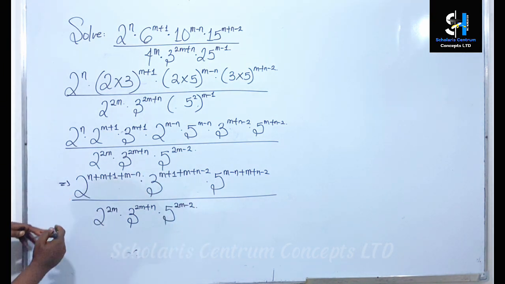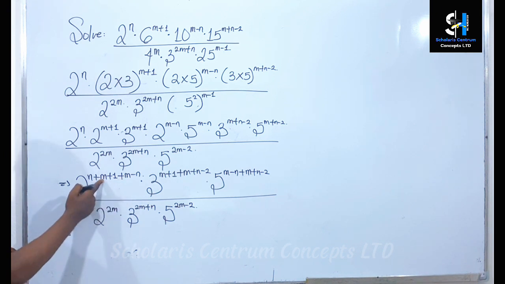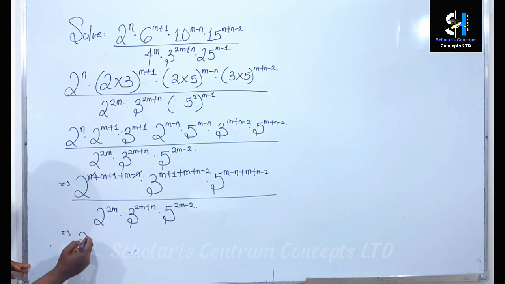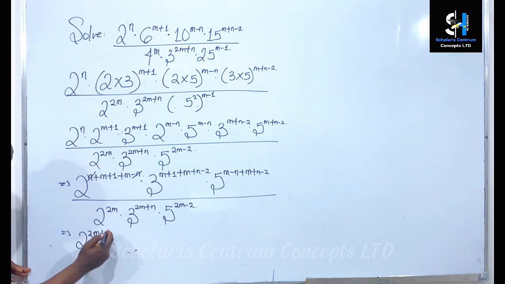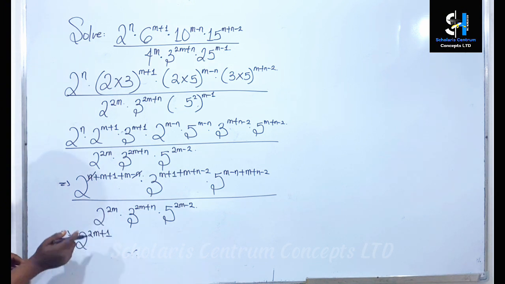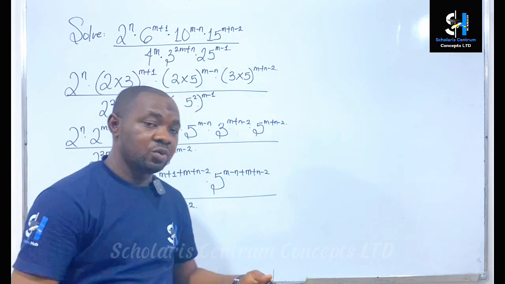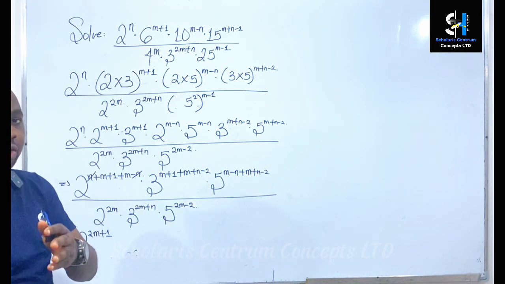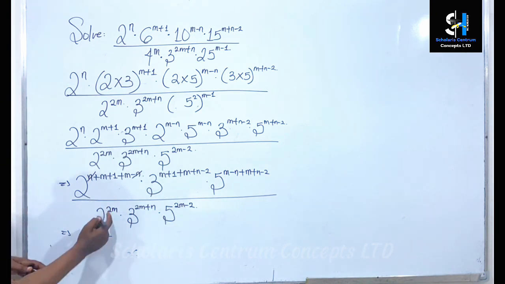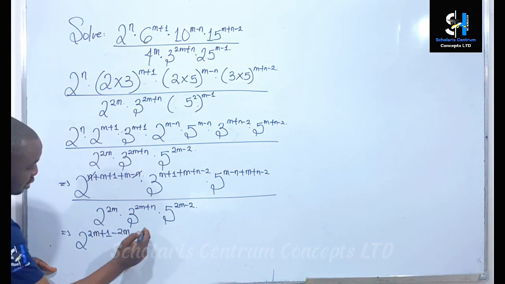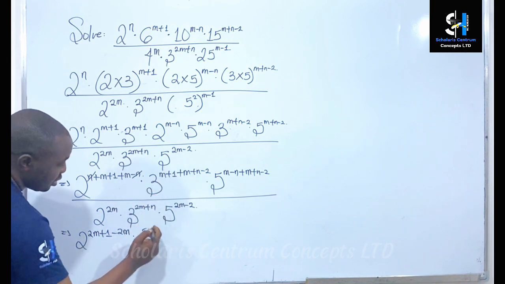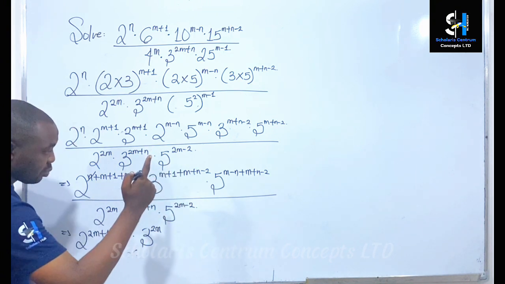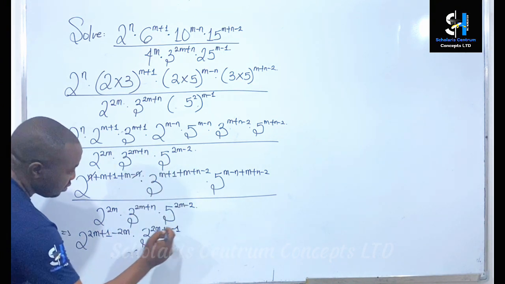All right, so let's simplify this. Here we have n+n is 2n, n+n is 2n, n-n is 0. So we have 2 raised to the power of 2n+1. Now, let's not forget that when dividing exponential notations, if the bases are the same, then we subtract the exponent or the power of the denominator from that of the numerator. So I'm going to use that here. So this will be minus 2m, multiplied by 3 raised to the power of n+n, that will be 2n. Then this is 1 minus 2, that will be minus 1. Then we have plus n minus 1.